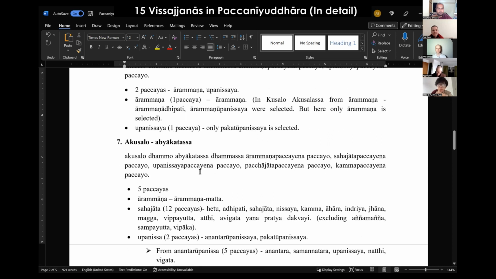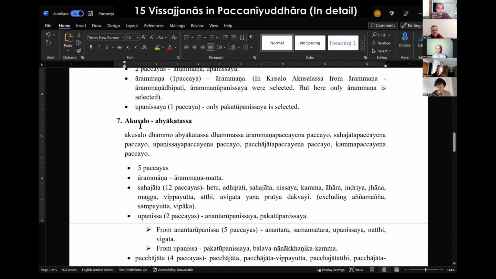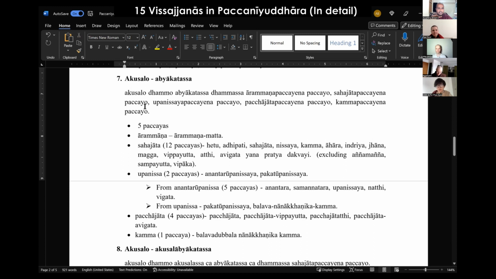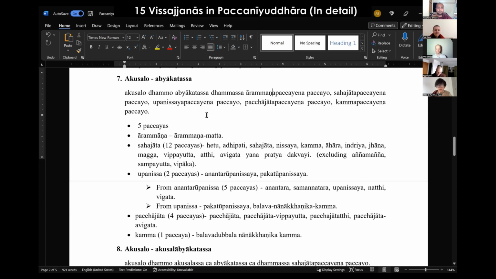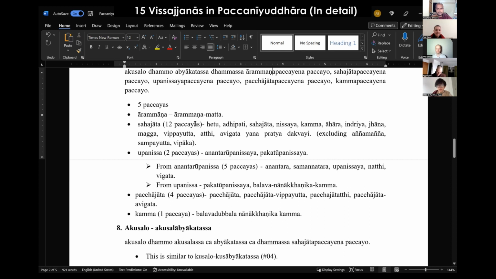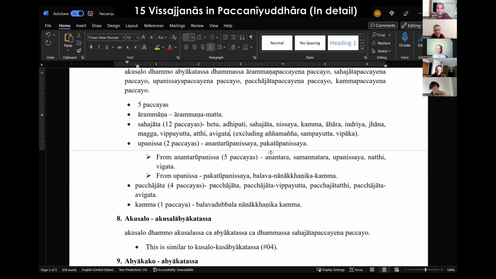And then we move into the seventh relationship, Akusalo Abhyakatassa. In the Pali it says, Akusalo Dhammo Abhyakatassa Dhammassa nārammaṇapaccayena Paccayo, Sahajata Paccayena Paccayo, Upanissaya Paccayena Paccayo, Paccahajata Paccayena Paccayo, Kamma Paccayena Paccayo. So there are 5 Paccayas here: Ārammana, Sahajata, Upanissaya, Paccahajata, and Kamma. From Ārammana, the Ārammana Matta is selected. And from Sahajata, 12 Paccayas are selected from the Sahajata group, excluding the Anyamanya, Sampayutta, and Vipaka. Okay, so we have 12 Paccayas: Hetu, Adipati, Sahajata, Nissaya, Kamma, Ahara, Indriya, Jhana, Magga, Vippayutta, Atti, and Avigata.